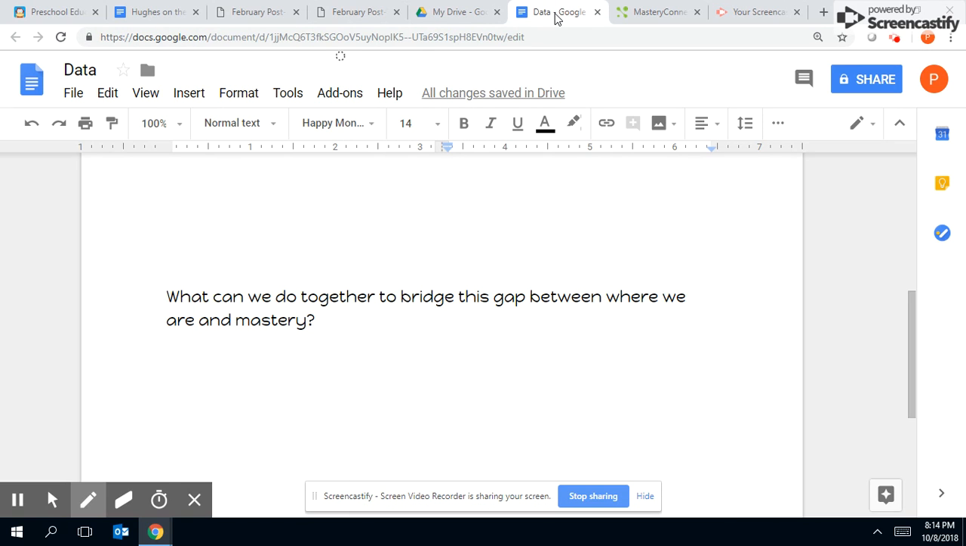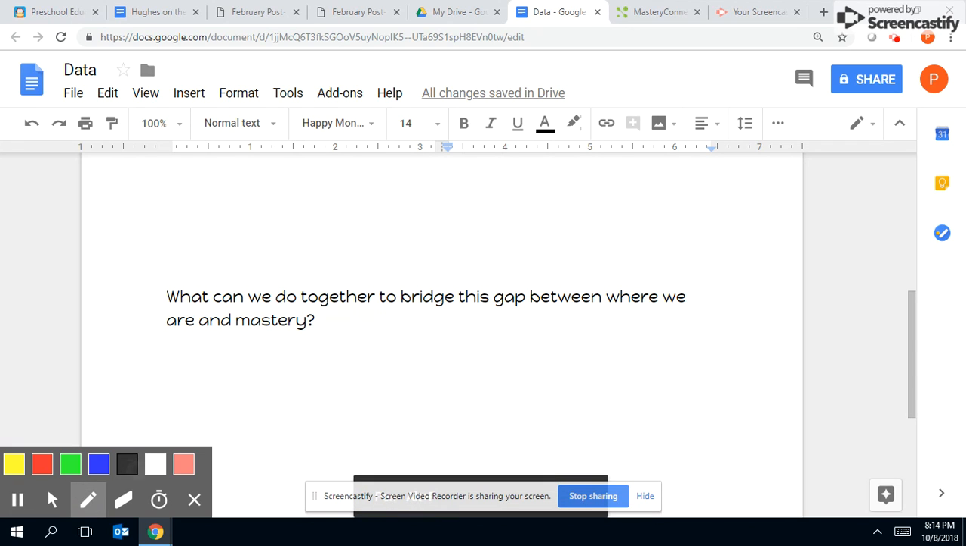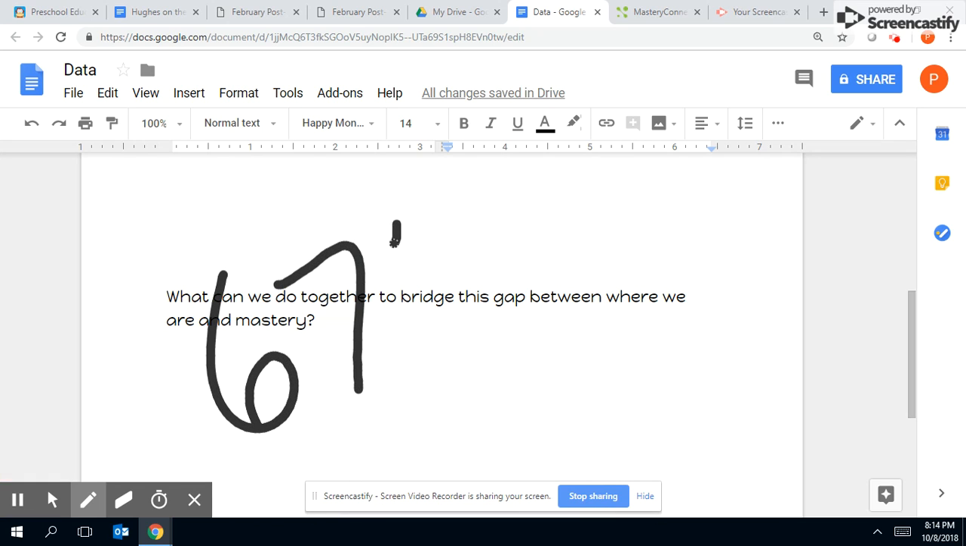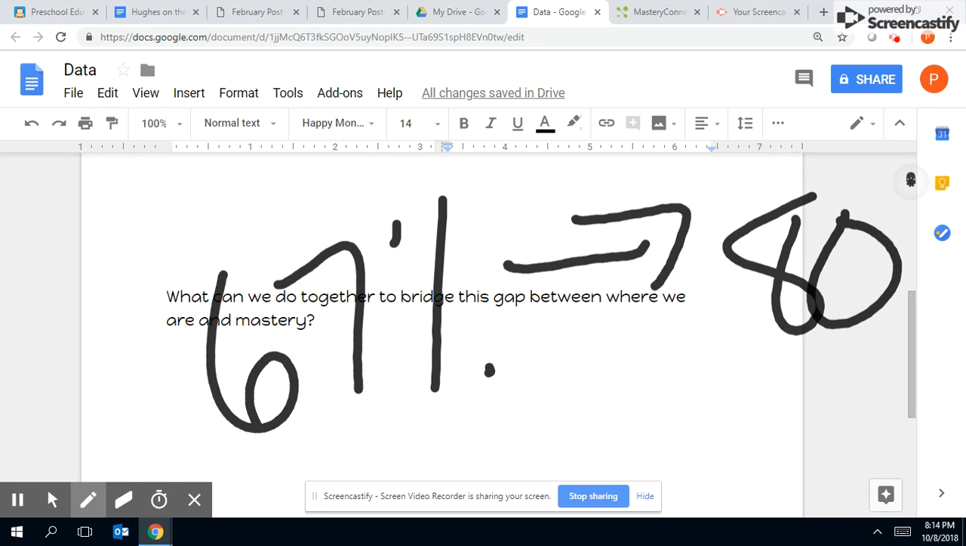So talking about data, I want to ask this question here. What can we do together to bridge this gap of where we are now and where we need to be? Where we are, we're at 67%, as a class average. Where do I want us to be? I want us at 80. 80% is mastery.